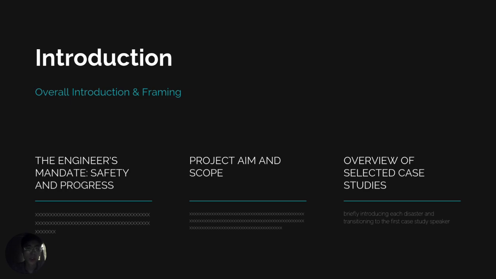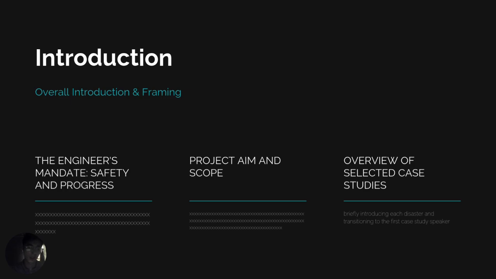So let's understand the aim and scope of this project. In this project we are going to understand the main technical issues, investigate contributing human factors and ethical dimensions, and understand the critical lessons. By understanding these failures and crashes, we aim to reinforce the importance of robust design, rigorous testing, ethical decision making, and continuous improvement in engineering practices.